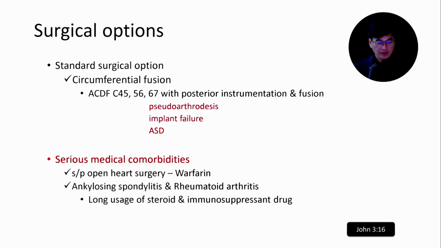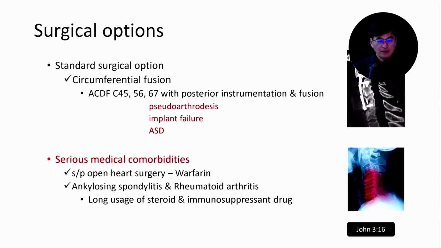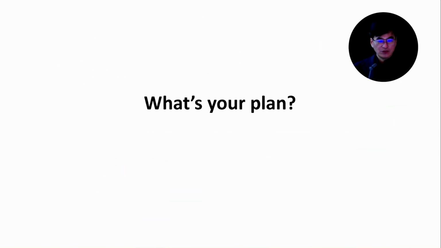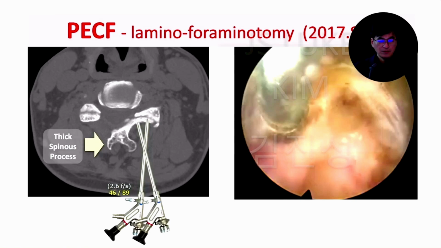Because this patient has ankylosing spondylitis and rheumatoid arthritis, the ideal cervical procedure is going to be circumferential fusion, right? But this patient has a high risk of bleeding, so I didn't want to cause a serious complication. So what's your opinion for this patient? Of course, I did endoscopic foraminotomy. This kind of thick spinous process doesn't matter because the endoscope can be controlled even underneath the thickened cervical spinous process.